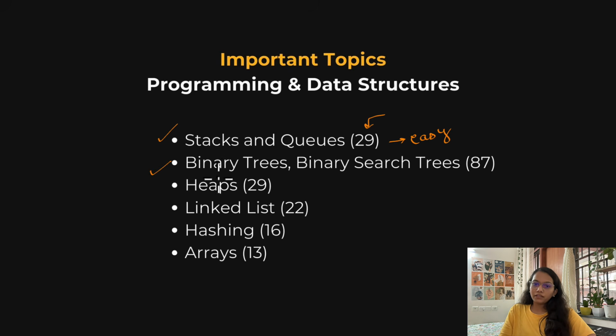The next we have is binary trees and binary search trees. Here you can see 87 questions came from this topic. So this is a huge number. Okay, 87 questions came from binary trees and binary search trees. So this is a very important topic, and you must cover it.